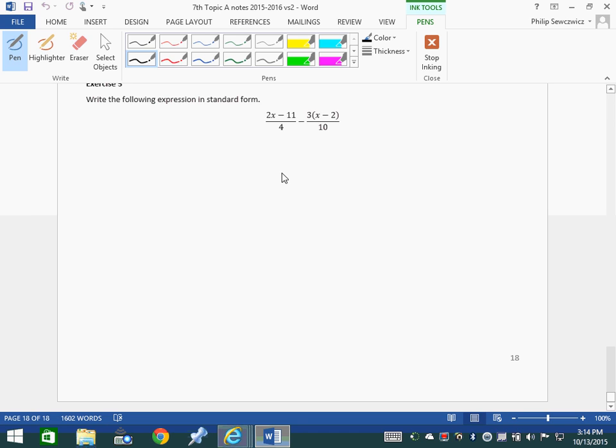So here's what we need to do. When we have a fraction, we know the only way we can add or subtract is if we get a common denominator, but we're not ready to do that yet. We always want to take care of any sort of cleanup that we've got going on. So 2x minus 11, can I do anything with that? No, we can't. No like terms, leave it alone.